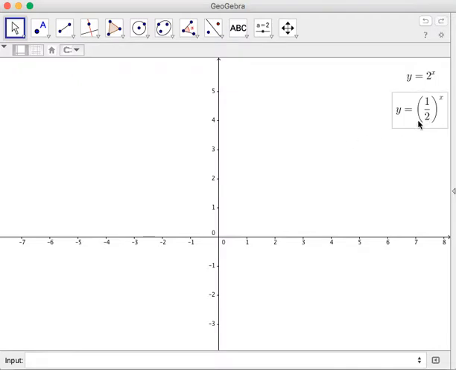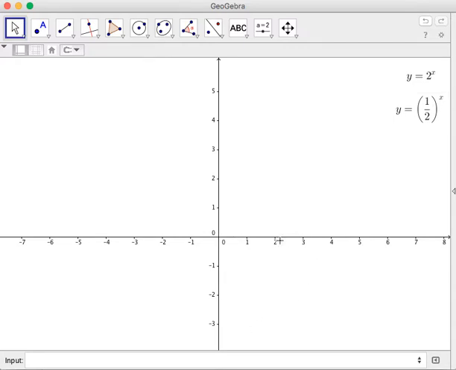So you can see on your screen we have two functions: y equals 2 raised to x, and the other function is y equals 1/2 raised to x. The b here is 2, and the b here is 1/2. They are reciprocals of each other because 2 times 1/2 is equal to 1. Let's look at their graphs.